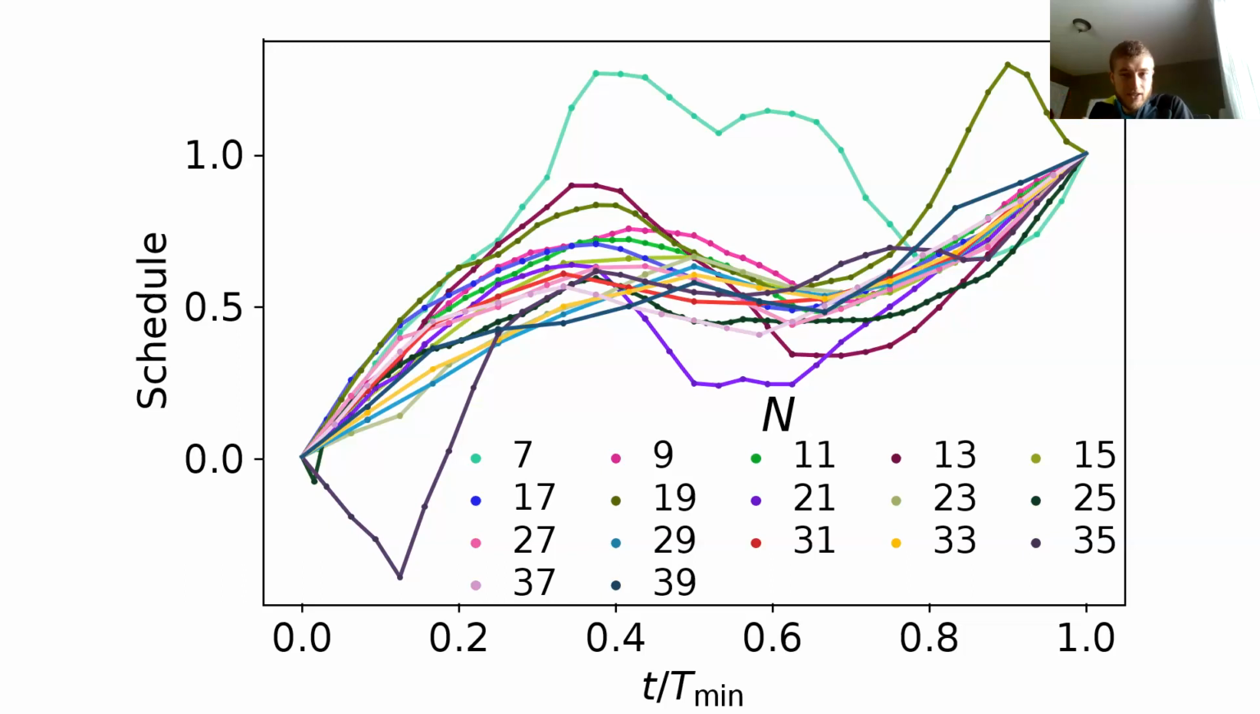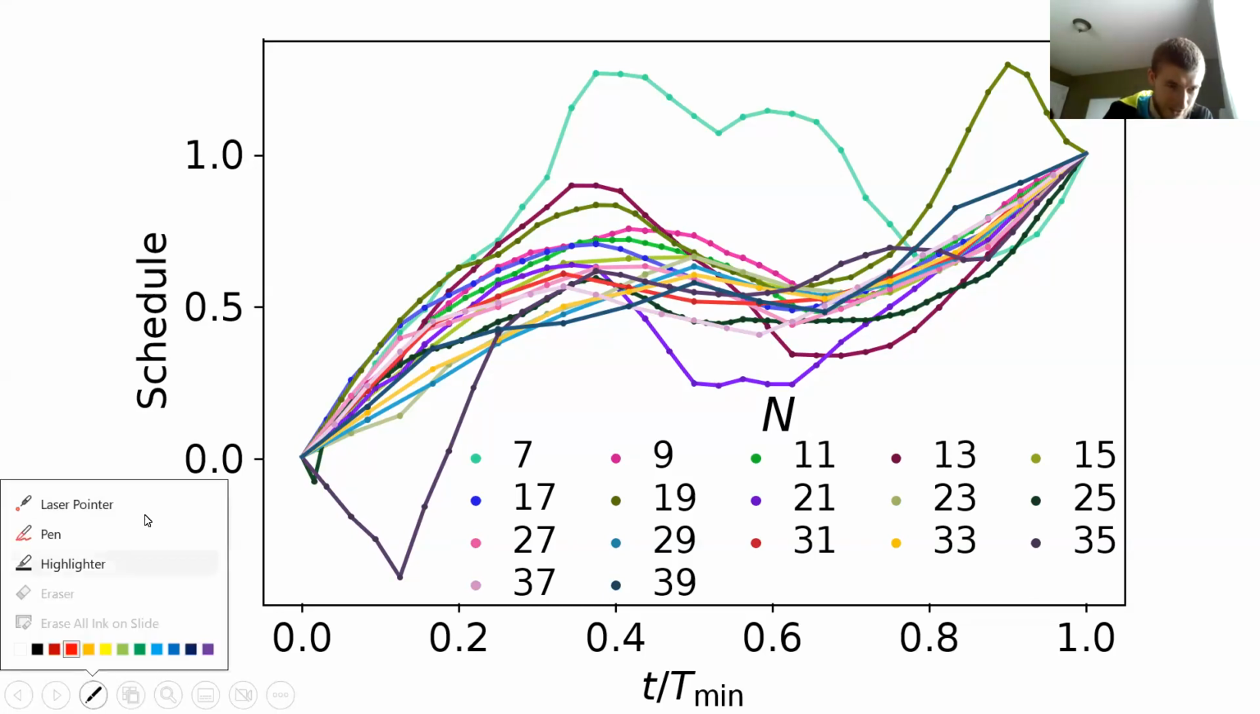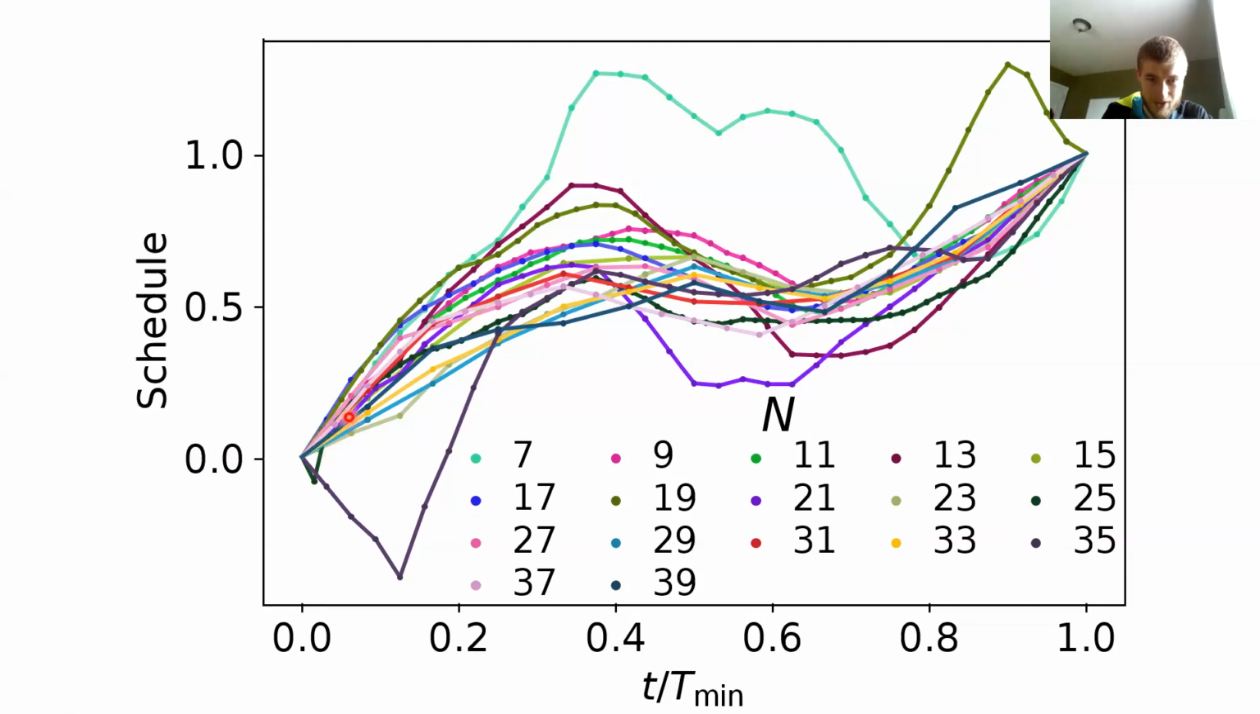There are two things that I'd like to bring your attention to. The first is that many of these schedules seem to have this sort of pattern where they start by increasing, then they get to a certain value that's not 1, and then they dip down a little bit and then come back up. I have the laser pointer here, so it goes up with a lot of the schedules, then it comes down, and then it goes back up again, all the way to the end.